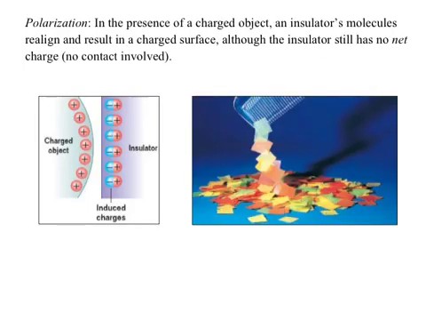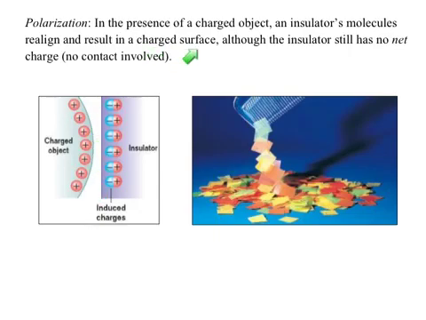Now, while induction was used to charge a conductor, polarization is used to charge an insulator. The way polarization works is, in the presence of a charged object, the insulator's molecules realign themselves, because all the molecules inside of an insulator are polar. So they have a dipole. All the negative poles end up pulling themselves toward the surface.